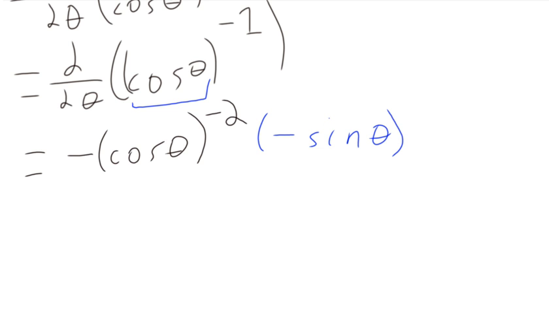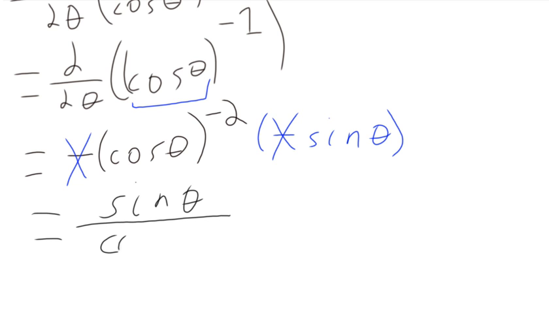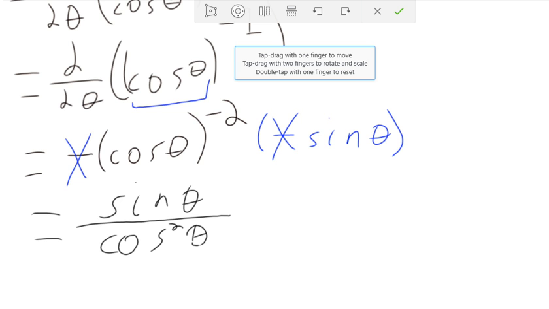Let's clean this up a little bit. The negatives cancel out, because negative times a negative is positive. So now we have sine theta from right here. And when you have cosine theta to the negative 2 power, that's like saying 1 over cosine squared of theta. And we found our derivative for secant theta.